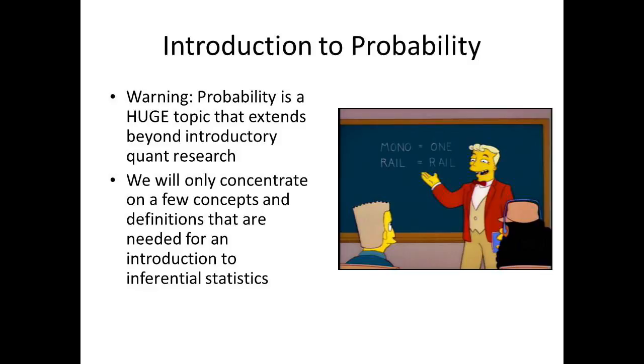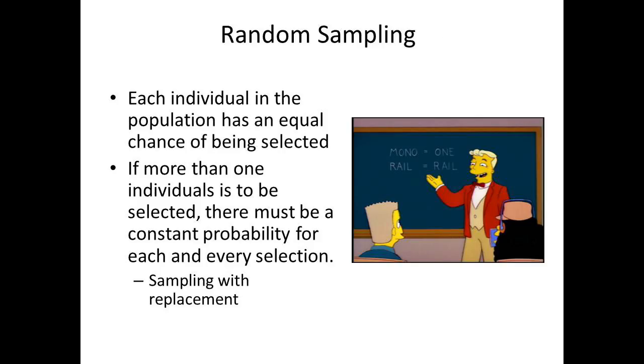But what is probability? Well, it's big. It's huge. It's way bigger than we could hope to address in a single course, let alone a single week of a course. So we're just going to lightly touch on a few topics related to probability. Another big caveat to the rest of this is that all probabilities are based on this idea of random sampling, which means that each individual in a population has an equal chance of being selected, and if more than one individual is selected, there must be a constant probability for each and every selection.